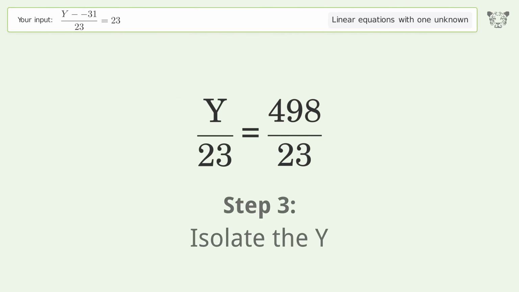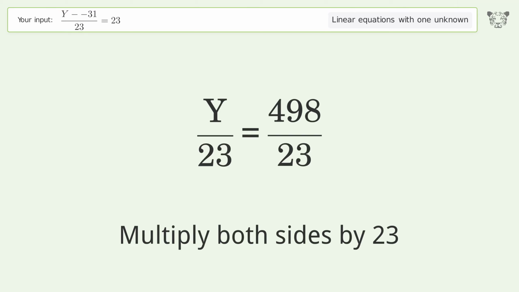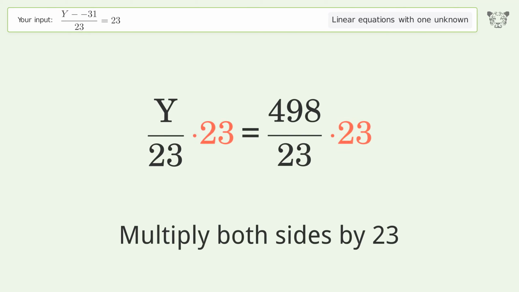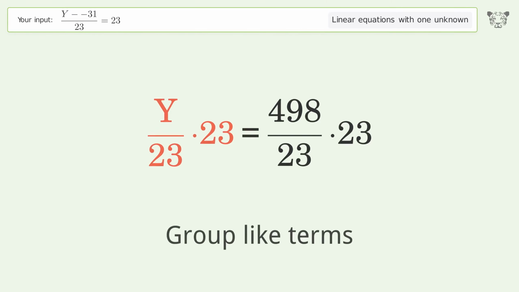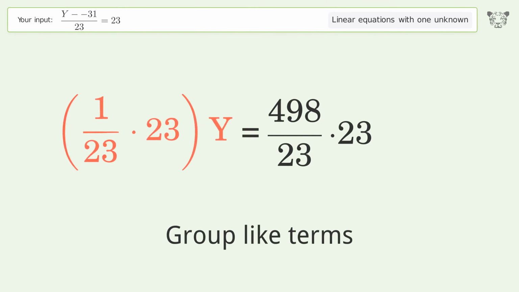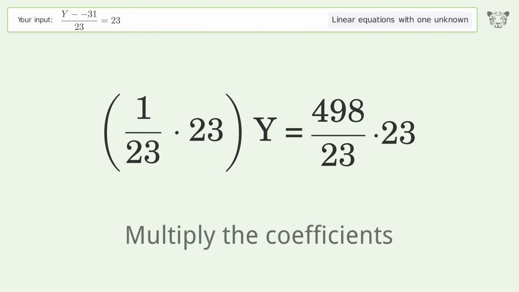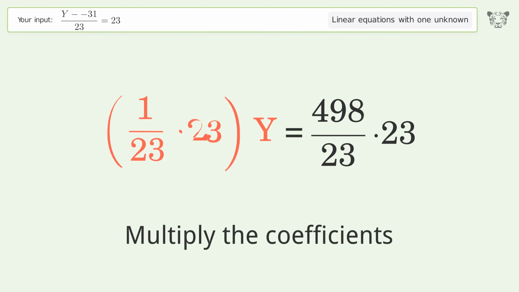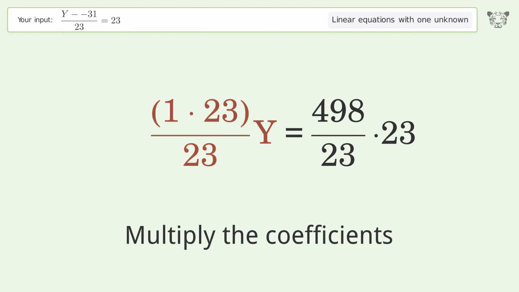Isolate the y. Multiply both sides by 23. Group like terms. Multiply the coefficients. Simplify the fraction.